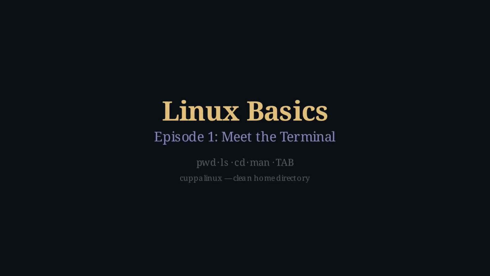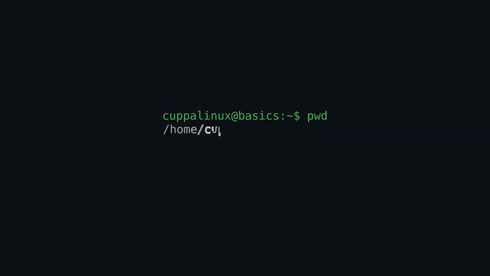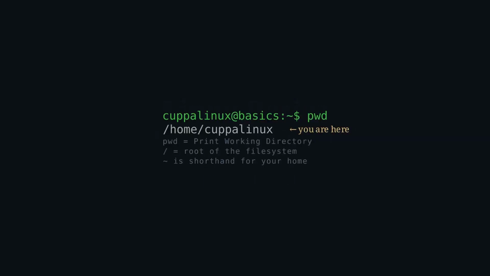Meet the terminal. I'm Adam, and in the next few minutes, you'll learn 5 commands that unlock the Linux command line. Let's start simple. Type pwd and press Enter. That stands for Print Working Directory. It answers the most basic question. Where am I right now? The terminal prints the full path.